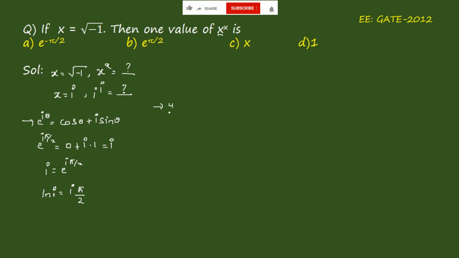But you have to find the value of i to the power i. If you consider y is equal to i to the power i, then log of y is equal to i into log of i, right? We know log of i is equal to i pi by 2, so it becomes log of y is equal to i into i pi by 2. I multiplied by i becomes minus 1, so it becomes minus pi by 2 for log of y, right? So y is equal to e to the power minus pi by 2. y is nothing but i to the power i, it's nothing but x to the power x. So that is the answer option. Coming to the next question.